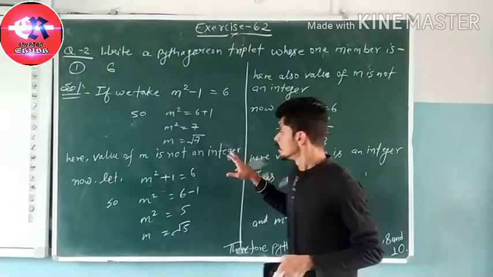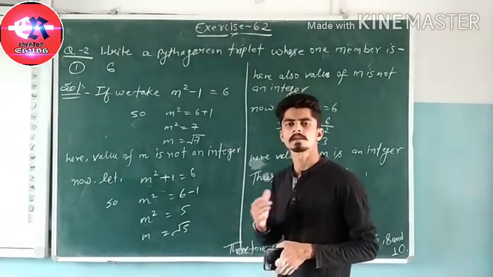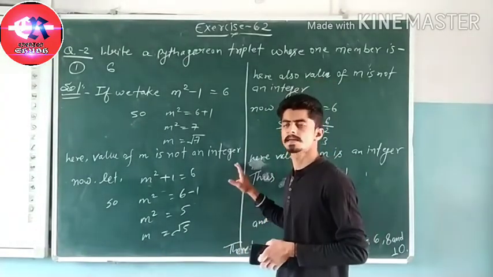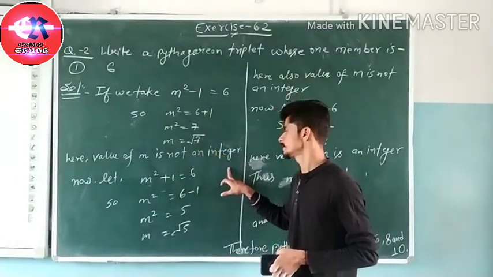Okay. So what is an integer? A combination of positive and negative numbers are integers. Under root 7 will give a decimal value. So this is not an integer.